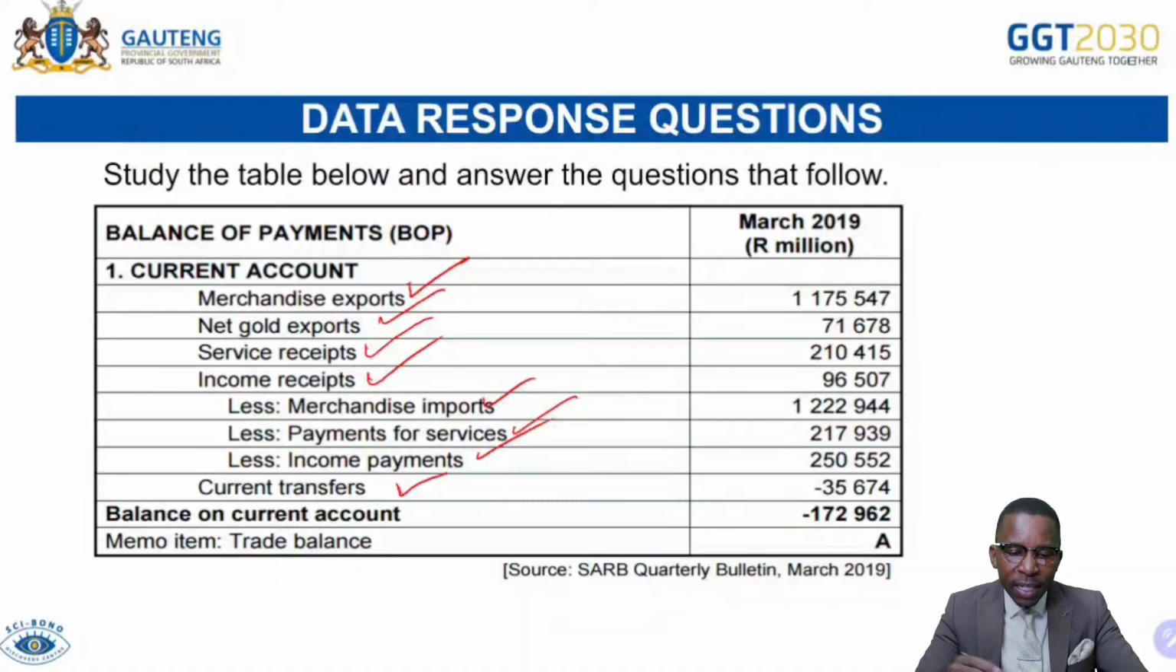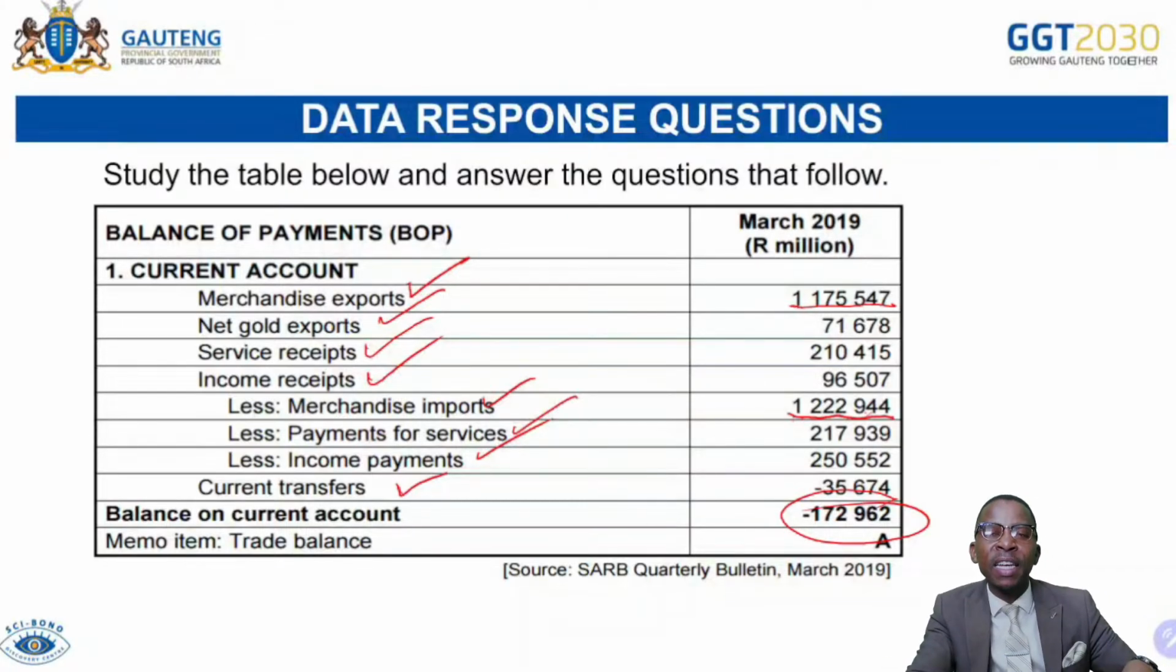So let's check. Merchandise exports contributed about 1,175,547, and then merchandise imports contributed about 1,222,944. That simply means merchandise imports are more than merchandise exports. Then in that situation, there is more outflow of money than inflow of money into the country's economy. You can see on the current account, we are faced by the current account deficit because it is negative 172,962.